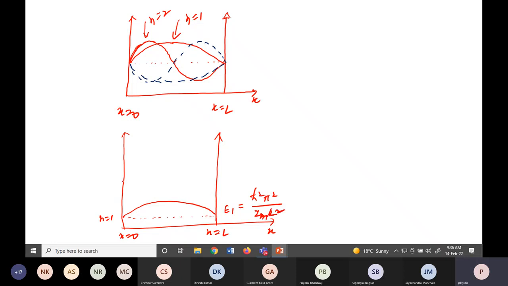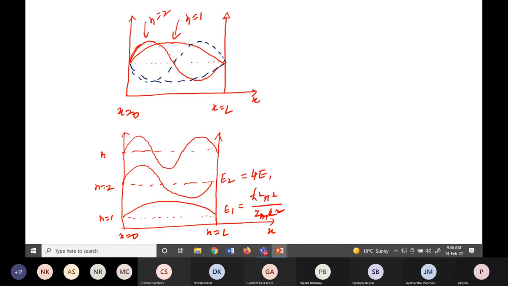We can draw n equal to 2 also. For n equal to 2, this will give you E2. E2 will be 4E1, right? You put in the value of n, you will get 4E1. So this will give you n equal to 3 and so on, right?